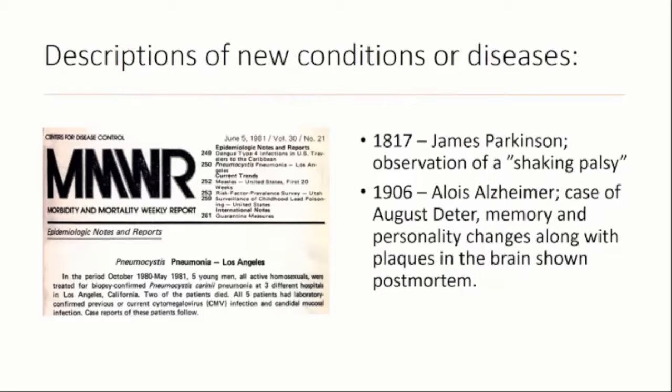Because of these reports, because the physicians took the time to document this information, it collectively provided information on acquired immunodeficiency syndrome, or AIDS. And then there are other examples, like Parkinson, who started talking about observations of a shaking palsy, and even Alzheimer, studying the patient Auguste Deter, who showed up with mood changes and memory challenges, and after she passed away, they did an examination of her brain, and that's where they actually started seeing the plaques.